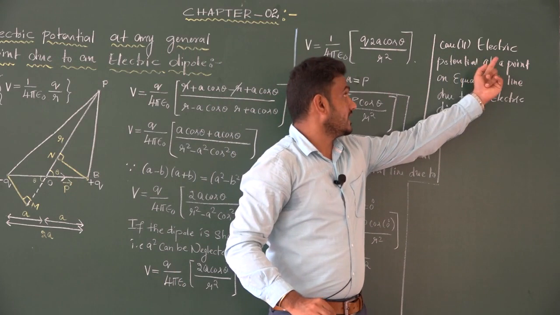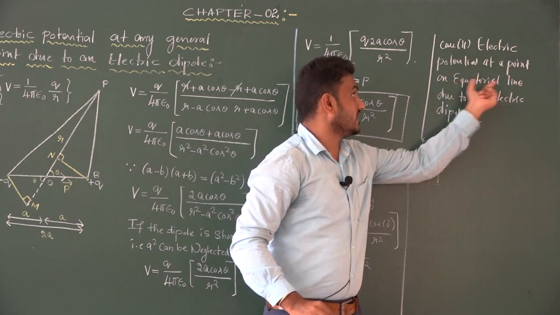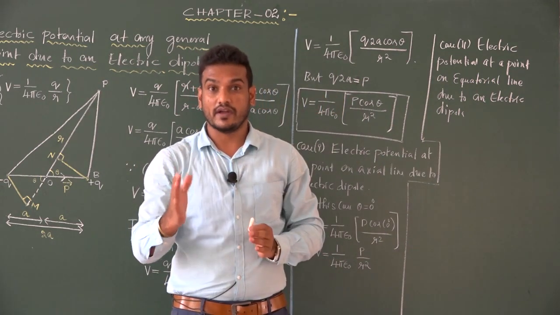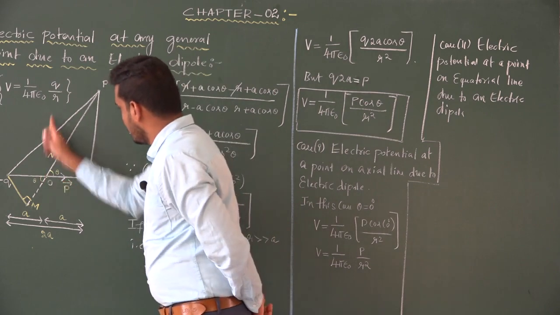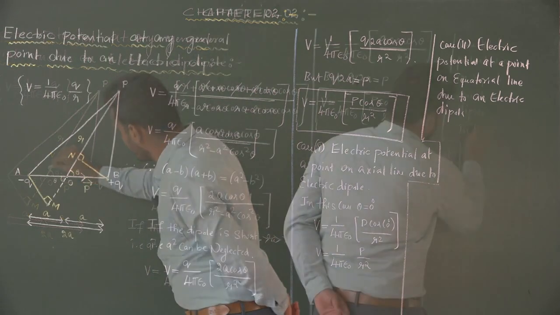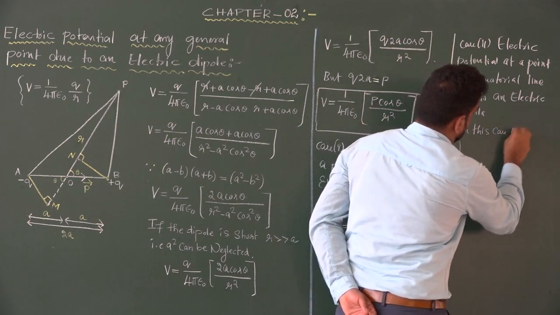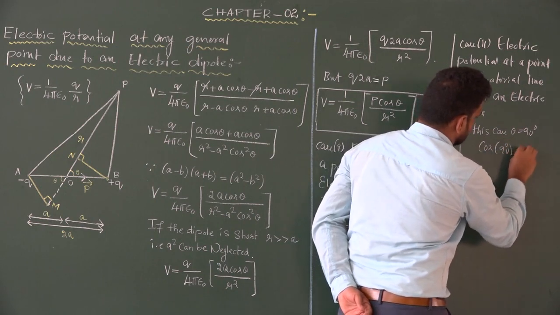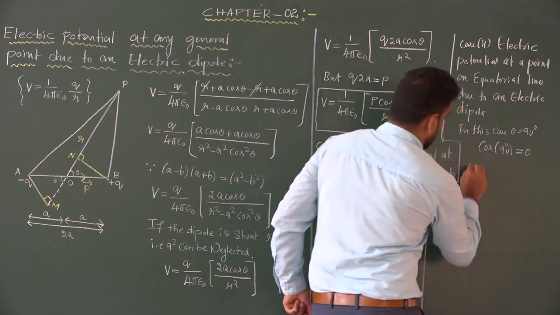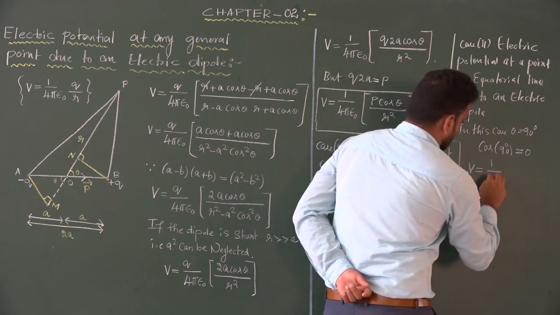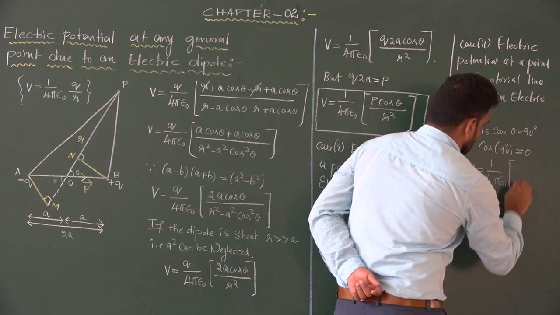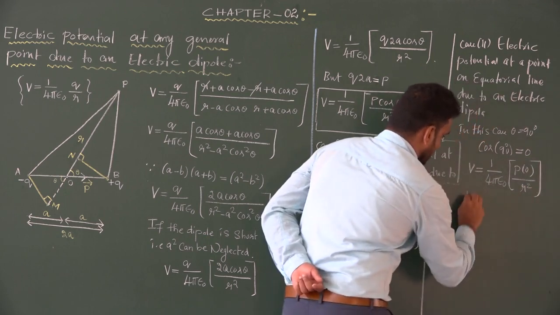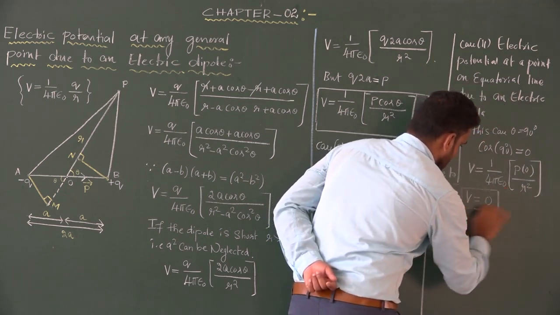Case number 2, electric potential at a point on equatorial line due to an electric dipole. Let us check it out. Equatorial line is nothing but the line perpendicular to the axis of the dipole. In this case, theta is equal to 90 degree. Cos 90 degree is equal to 0. So according to this equation, V is equal to 1 over 4 pi epsilon naught P into 0 divided by r square. So in case of equatorial line, electric potential is 0.